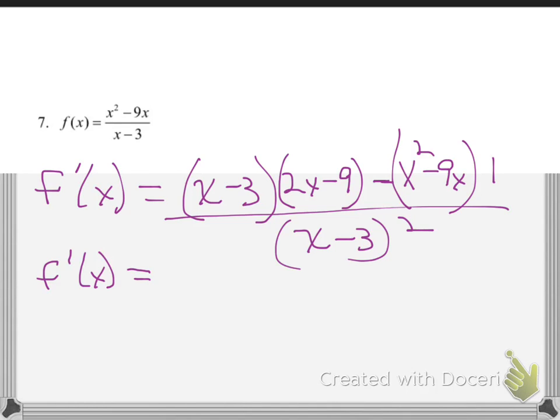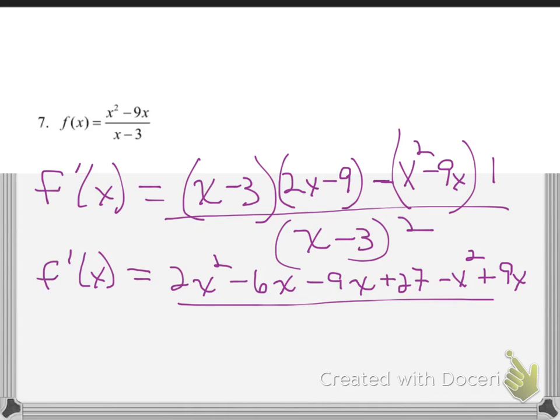So if I FOIL the top, I get 2x squared minus 6x minus 9x plus 27. Now I'm going to distribute that negative. Negative x squared, negative of a negative 9 is a positive 9x, all over x minus 3 squared. Okay, let me change colors and we'll do some canceling out.